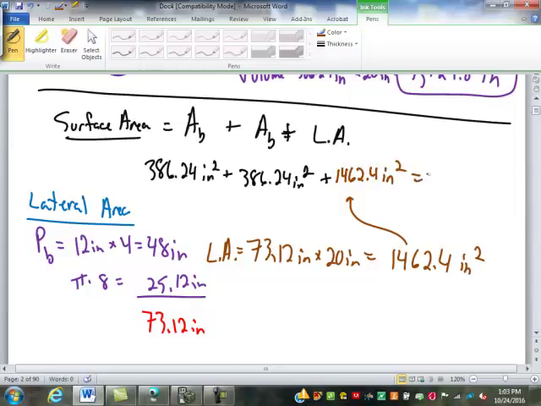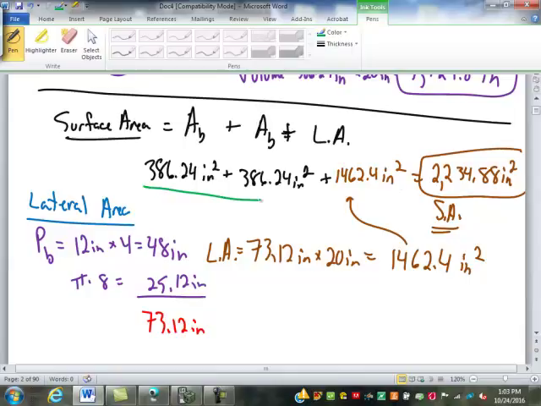Okay. So then you add that with the 386.24 and another 386.24, or times 2, however you want to do it. So 772.48 plus that is 2234.88, I believe, inches squared. Is our total surface area? Is that what you got? 2234.88? Yep. Perfect.